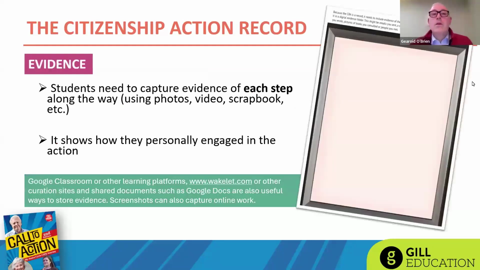Then evidence. It's a really key thing about the CBA that the evidence needs to be collated and they need to capture it each step along the way, using photos, videos, and so on, and it must show how they personally engaged in it. So there is a piece here where they can stick all that information into it. They can also do that digitally.